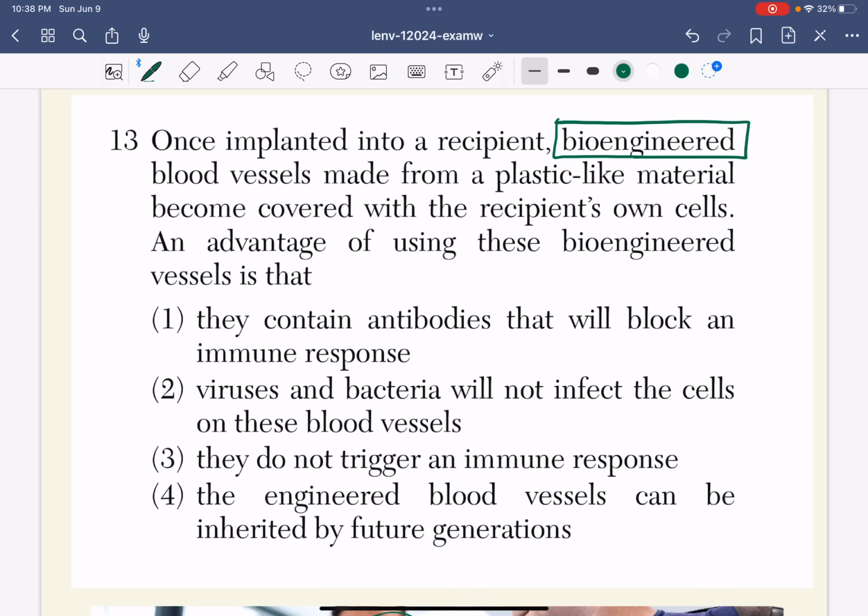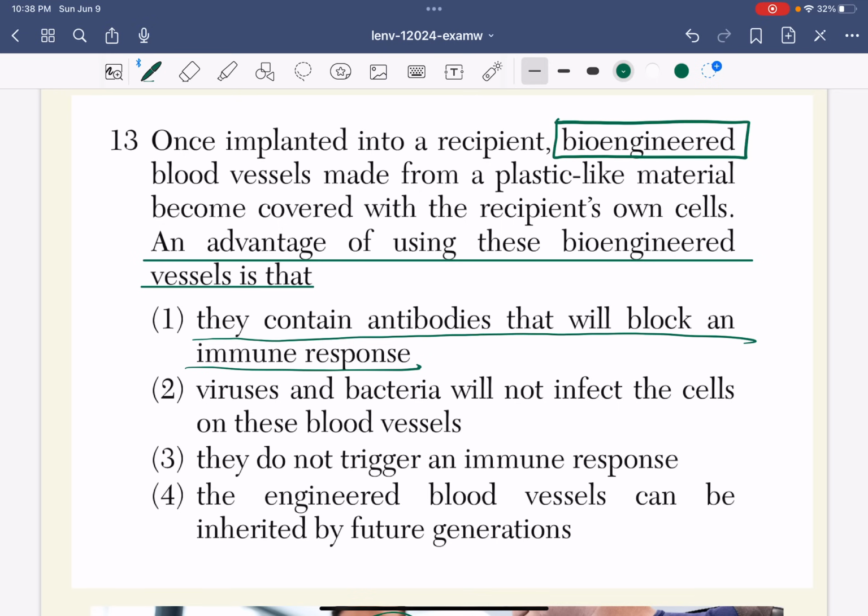Okay, so let's see. An advantage of using these bioengineered vessels is that, okay, so they're asking, why is it good to use these bioengineered vessels? Let's take a look. 1, they contain antibodies that will block an immune response. No, they don't contain an antibody. Antibody is a protein. This is not what we're talking about. It's irrelevant to the question. And antibodies fight disease. We're talking about blood vessels to recover some part of the cardiovascular system.